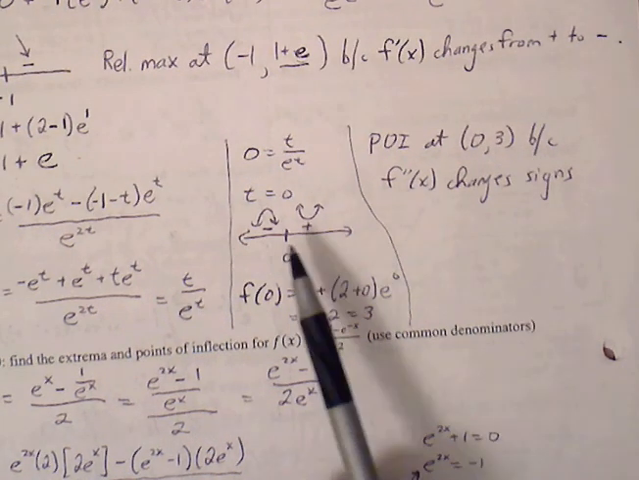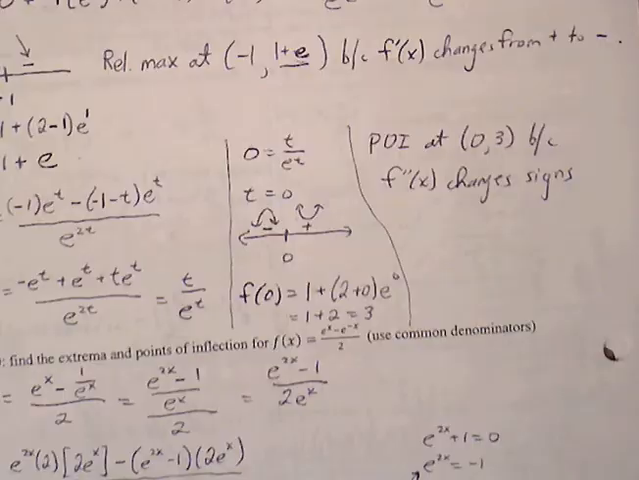And our justification is because f double prime changes signs.